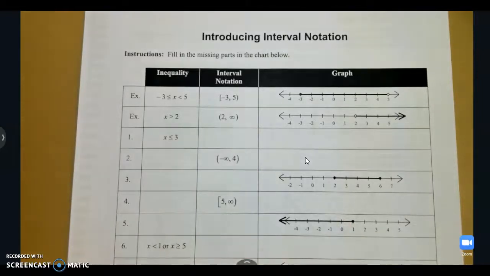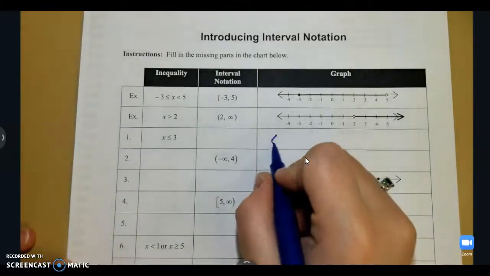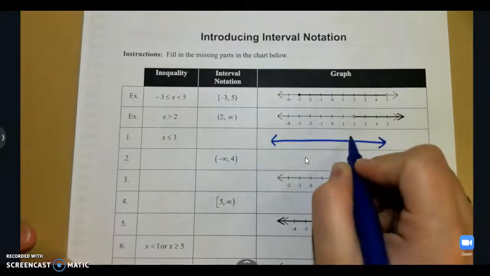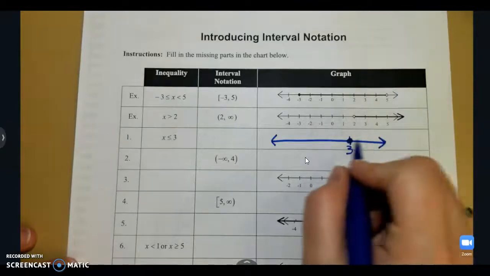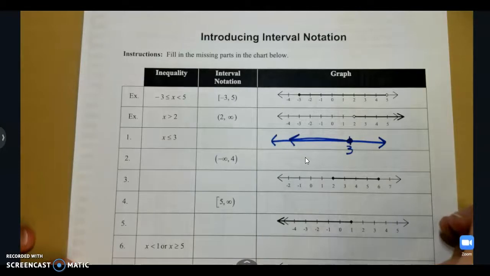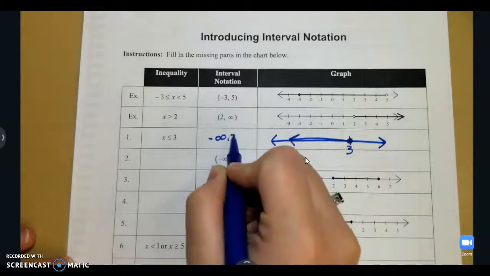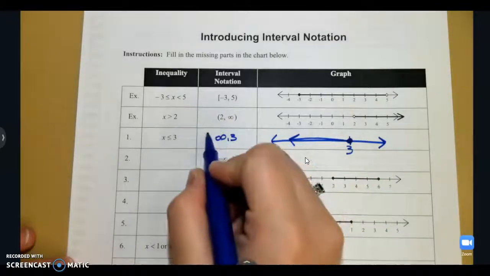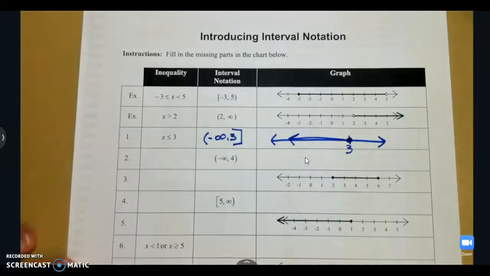So let's do number 1 together. I have that x is less than or equal to 3. So I'm going to draw my graph. The point 3, this is going to be a closed circle, and it goes off to negative infinity. So for my interval notation, we always go from smallest to largest as far as our values go. So it's going to be negative infinity to 3. And remember, with infinity, it's always parentheses. And because I have a closed circle here, it's going to be a square bracket.